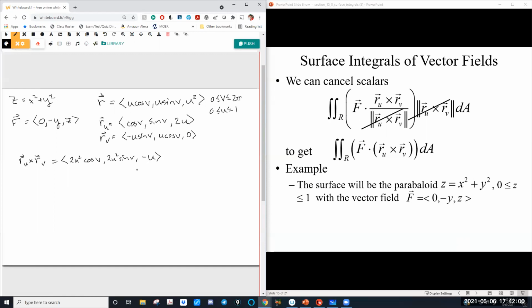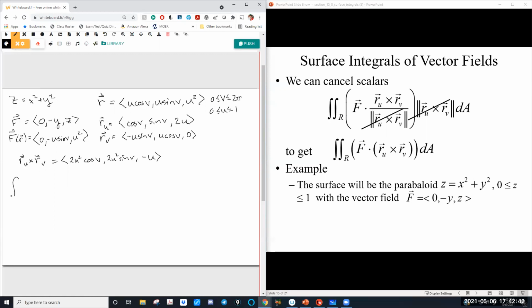All right. Now, the integrand is going to come from the dot product of F and this. So now we're not finding the magnitude of this guy, but I do need to get my vector field in terms of r. So let's denote it like this, F of r, which means I have to put this in for x, y, and z. Well, x is 0. y is u sine v, so negative u sine v, and z is u squared.